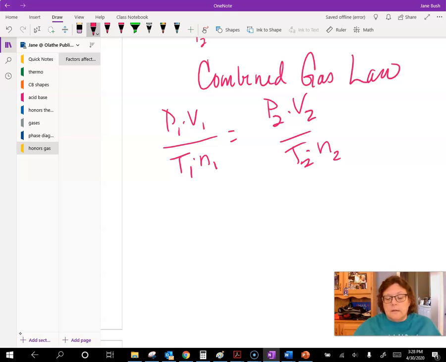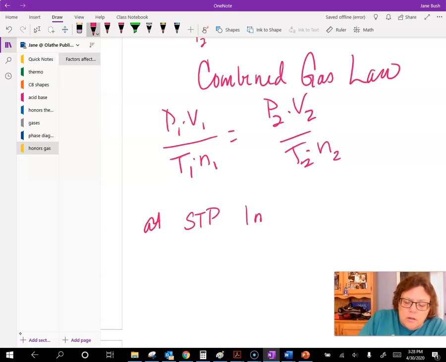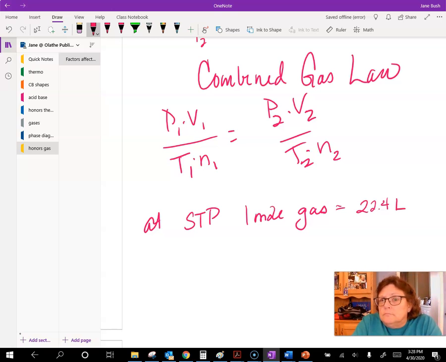Okay? Now, remember we introduced the idea of standard temperature and pressure. At standard temperature and pressure, 1 mole of a gas has a volume of 22.4 liters. So we can finally fill in that last blank on our mole map.